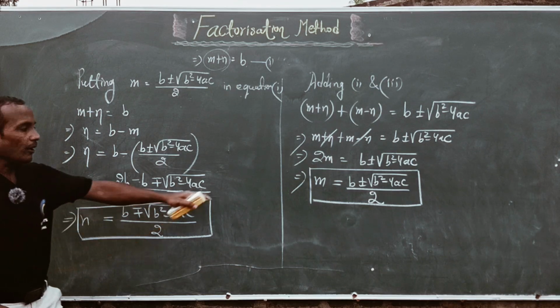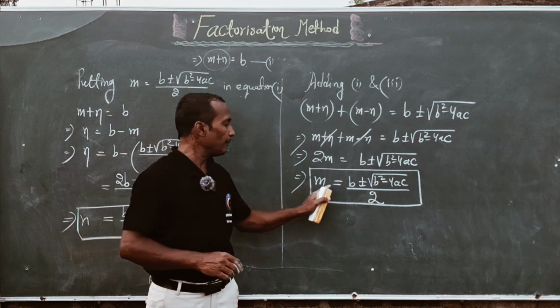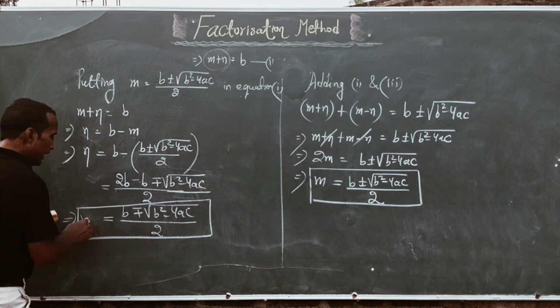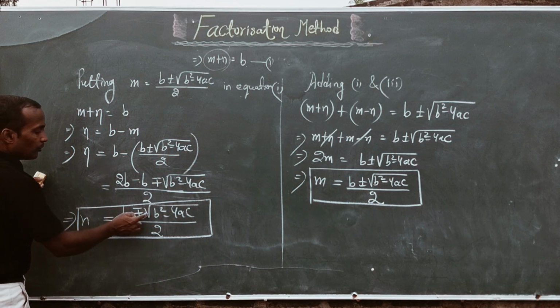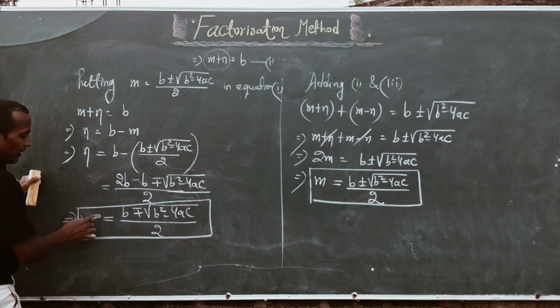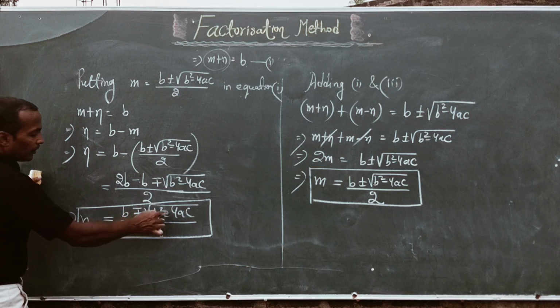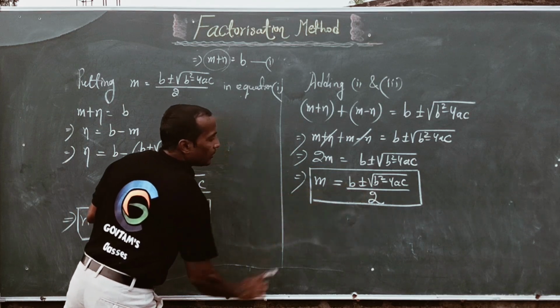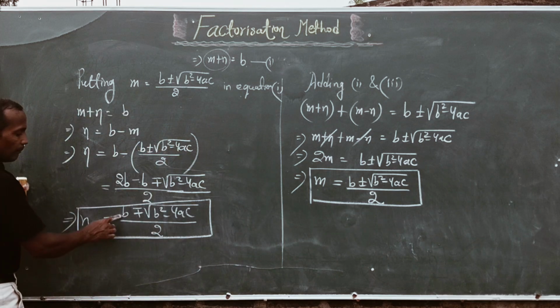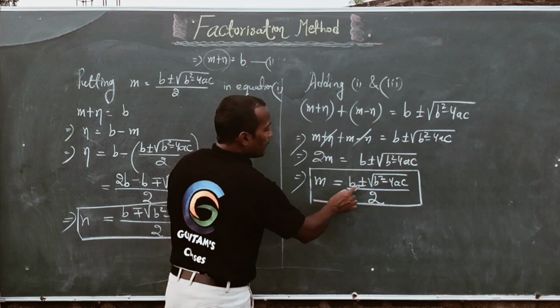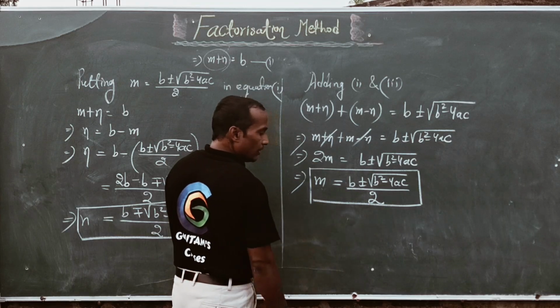Now see clearly, when you take M as B plus root of B square minus 4AC by 2, at that time N will be B minus root of B square minus 4AC by 2. I have written minus plus here, and plus minus there. It means that when N is B minus root of B square minus 4AC by 2, at that time M is B plus root of B square minus 4AC by 2, and when N is B plus root of B square minus 4AC by 2, at that time M is B minus root of B square minus 4AC by 2.